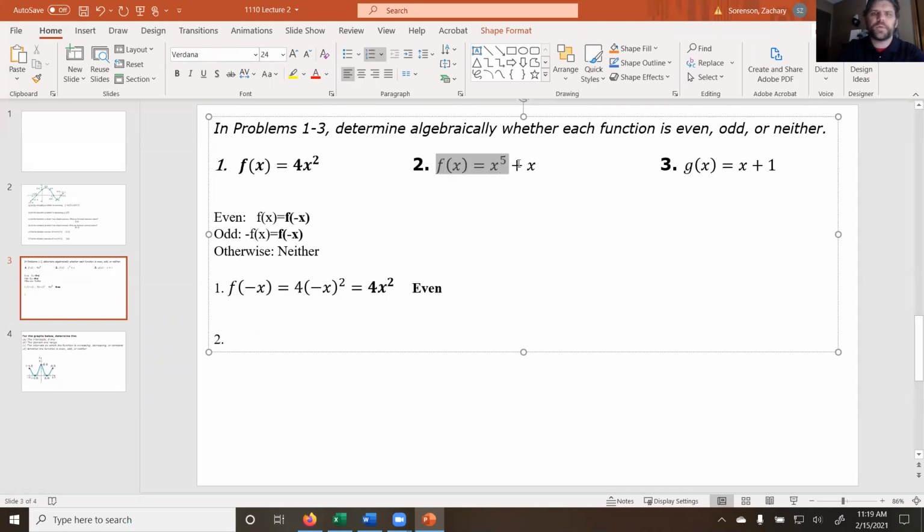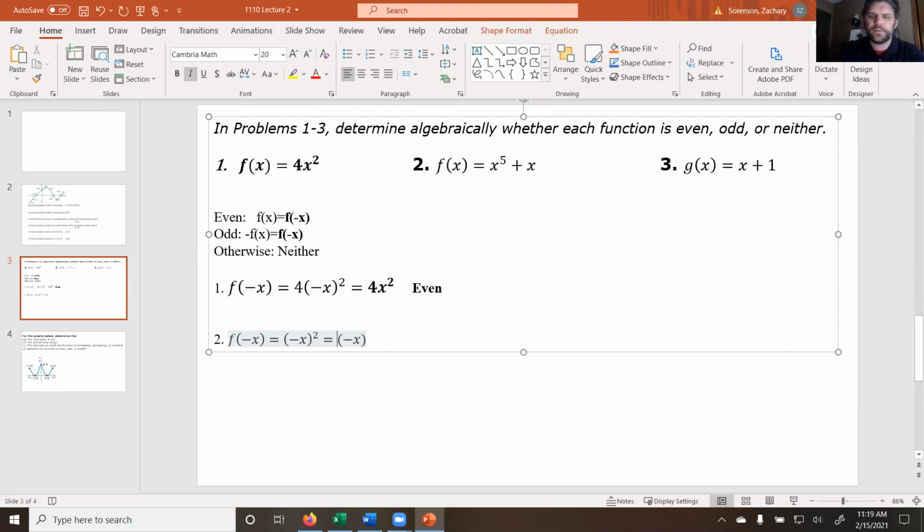Okay, now I'm doing question 2. Starting point is exactly the same. I don't know if this is even, odd, or neither, but I know f of negative x is kind of a crux of both of these tests. So I find f of negative x. I plug in negative x into both of my inputs, both of my x values.